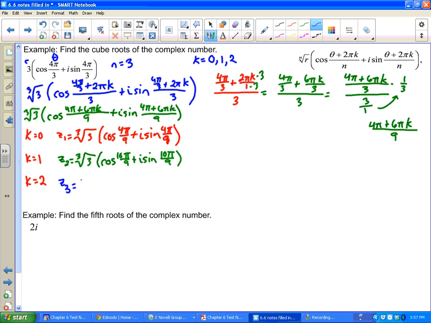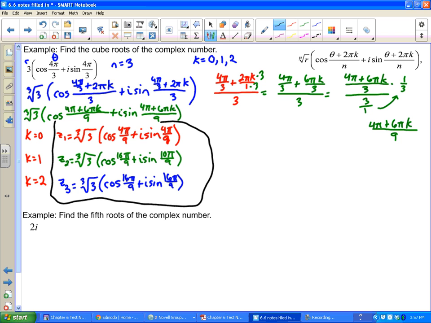Okay, so that's Z2. And then I would plug in k equals 2 and get Z3. So that's the cubed root of 3, and then cosine. When I plug in k is 2, I get 6 pi times 2, that's 12 pi. 12 pi plus 4 pi is 16 pi on top. So that's 16 pi over 9. Okay, and so these are my three answers, Z1, Z2, and Z3. Those are the three cube roots of the complex number that they gave us.